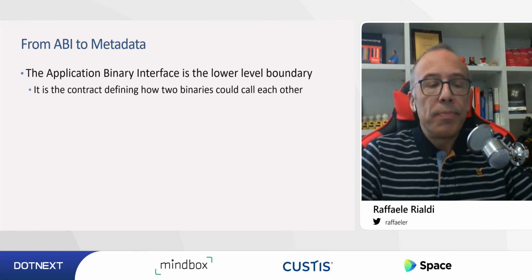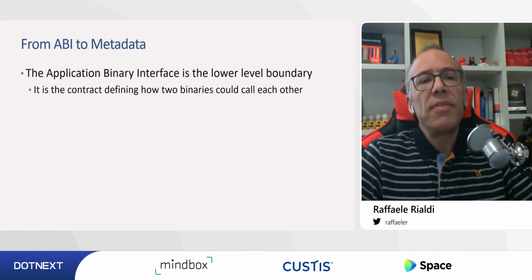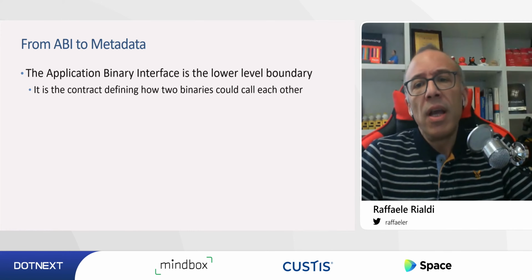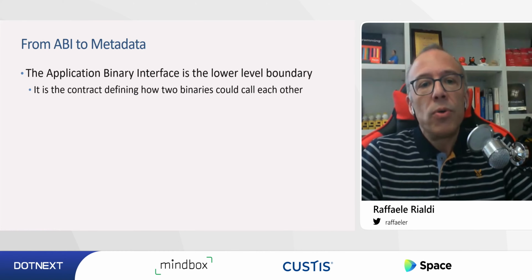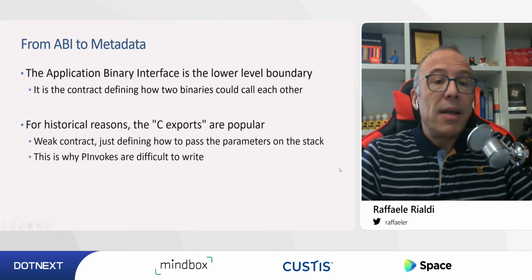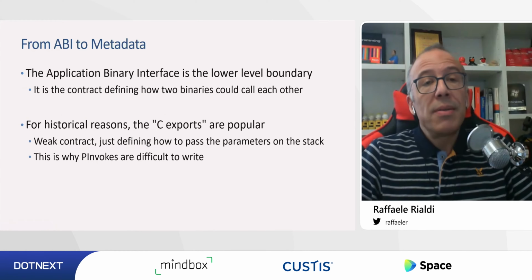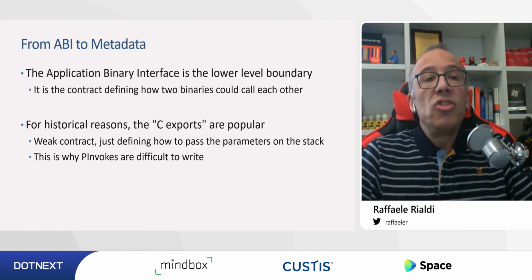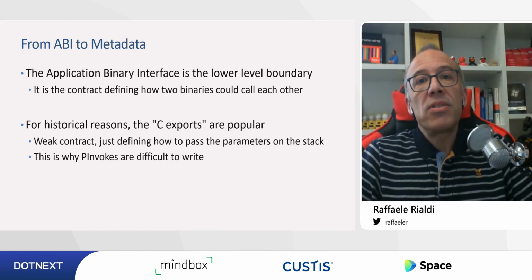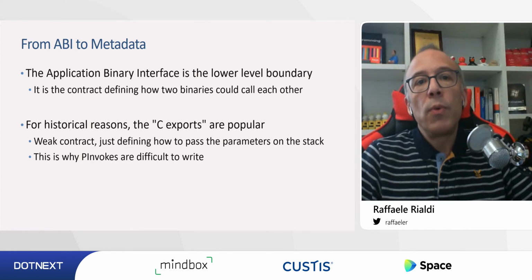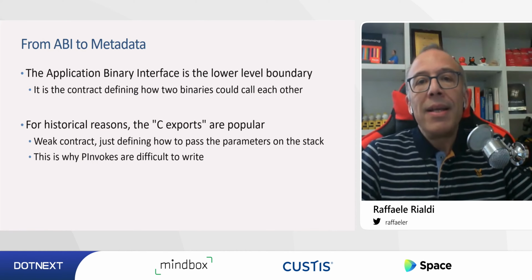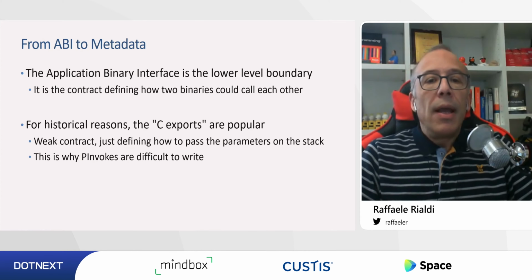We know in .NET it is called PInvoke. We have the same thing in Java. We have the same thing in Python. We have the same thing in every language, because sooner or later, if you have something to call, you want to do it. That's a problem, because it is a very weak contract. It just defines the way you pass the parameters on the stack. I don't want to enter the discussion between CDECL and STDCALL, which is the default in Windows, but it's a convention in which you put parameters on the stack, then it's up to you.